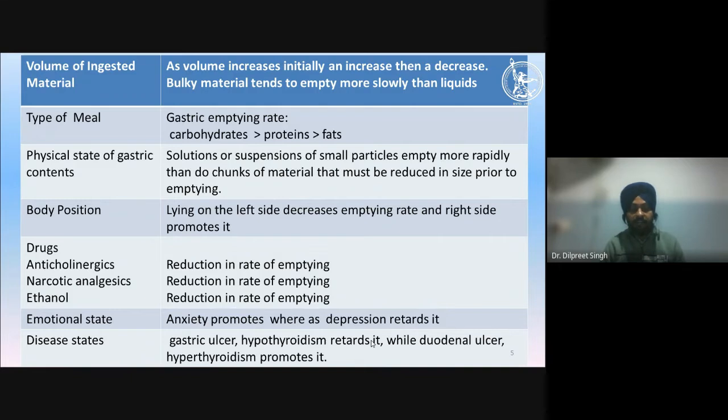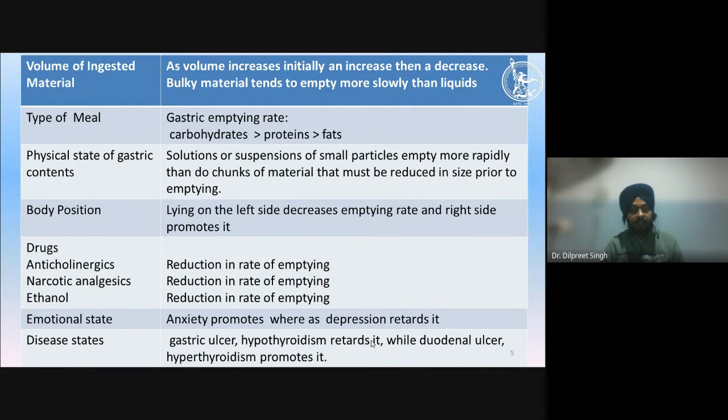The physical state of the gastric contents, like a solution or a suspension of small particles, travels more rapidly than chunks of material, which must be reduced in particle size prior to emptying. So smaller particles move toward the duodenum at a faster rate as compared to macro-size particles. The body position also affects gastric emptying time. Lying on the left side decreases the emptying rate as compared to the right side, which promotes it.